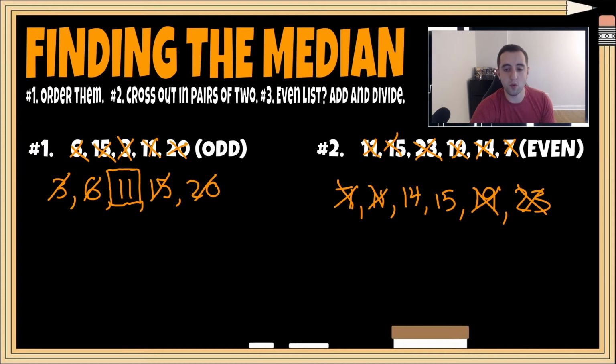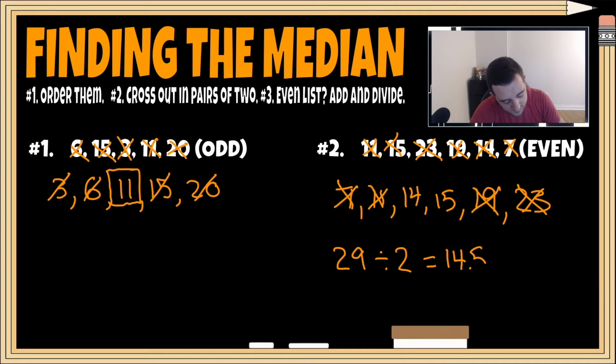You first need to add them together. So 14 plus 15 is going to give us a sum of 29. And once you get your sum, you simply want to divide it by 2. And 29 divided by 2 is going to give us 14 and 5/10, or 14.5, which is going to end up right in between those 2 numbers that we were dealing with. So our median or our middle value for number 2 is 14.5.